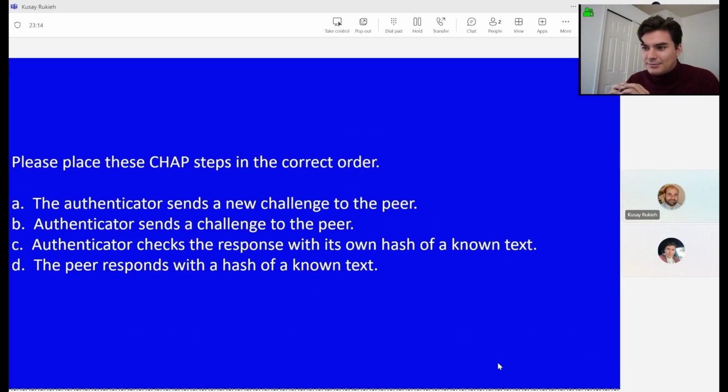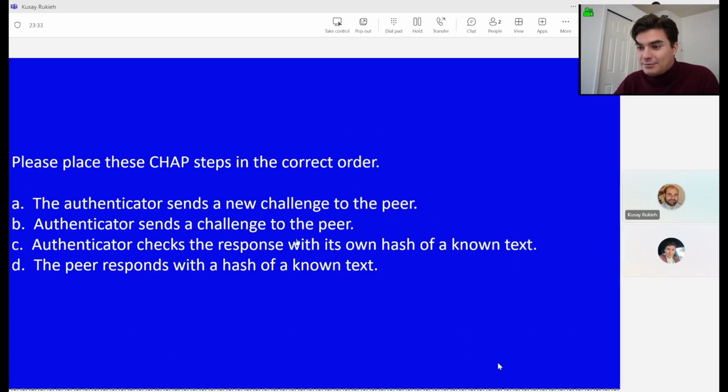Here, one-sided. You just want to check the other end. Are they speaking the same language as you? Are they using the same hashing algorithm as you? So is it C then? It should be: the peer responds with the hash.